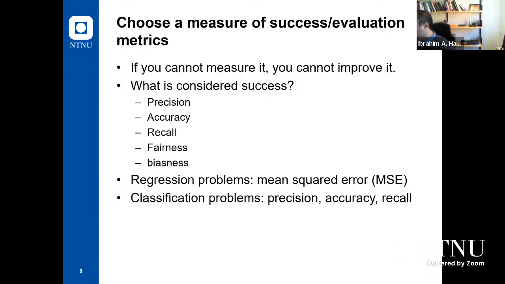In regression problems, we need to use mean squared error. We can use precision, accuracy, and recall for classification problems. But in regression problems, we need to use other metrics such as mean squared error and mean absolute error. In classification problems, precision, accuracy, and recall are very, very important metrics.